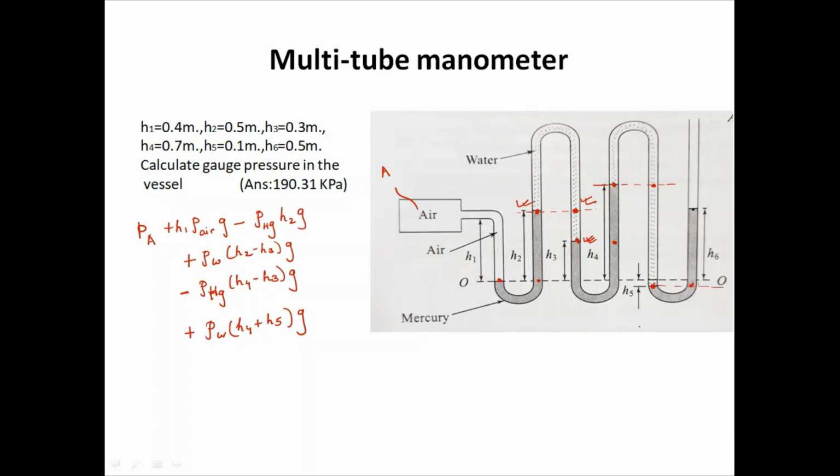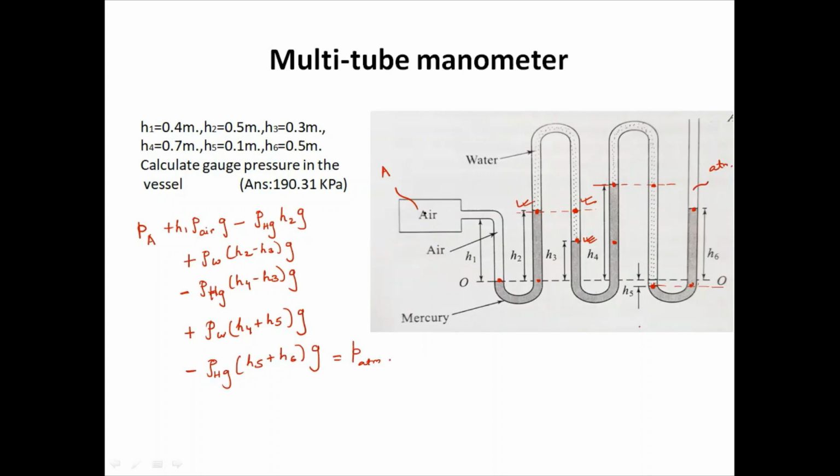Now the pressure is here. We are interested in finding out minus rho Hg, H5 plus H6. Here, nothing, there is just the atmosphere. So it is equal to P atmosphere. So you have reached the atmosphere. In this way, you have to solve the multi-tube problem.